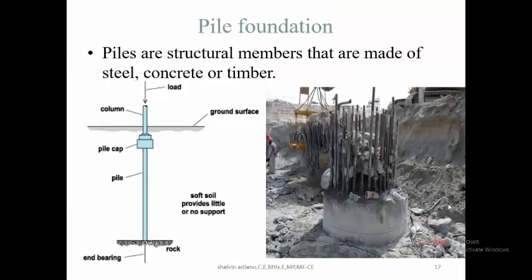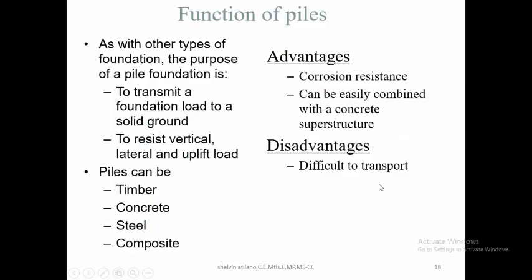Pile foundations are structural members that are made of steel, concrete, or timber, but nowadays, it is reinforced concrete. So we have here pile cap, then column. Sometimes, in other structures, you have piles, then here is a mat foundation, then column. The function of a pile is to transmit a foundation load to solid ground, to resist vertical and lateral earth uplift loads. So these are the advantages. Of course, the disadvantage is that it will be difficult to transport.